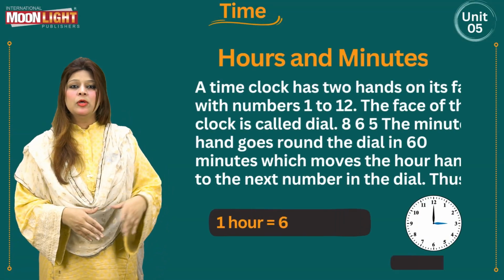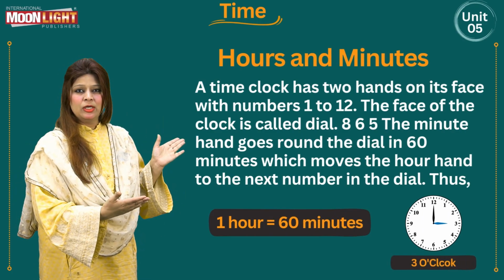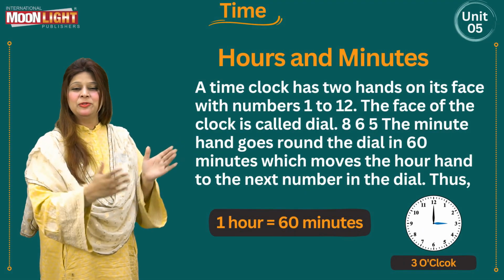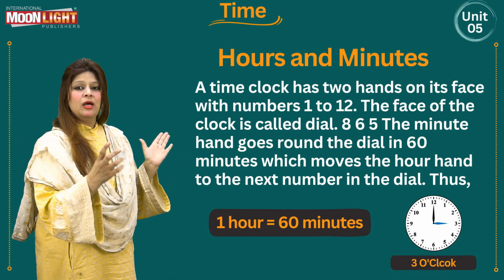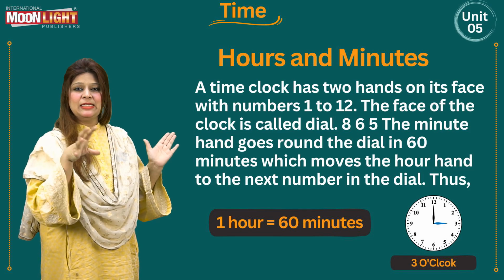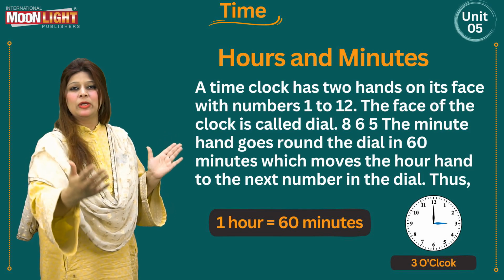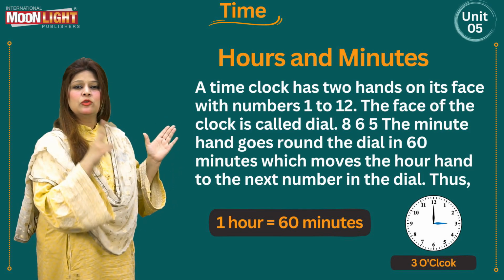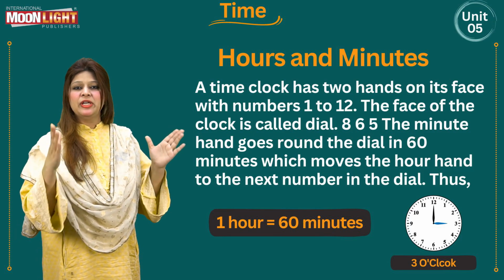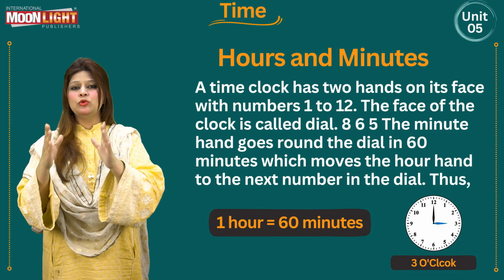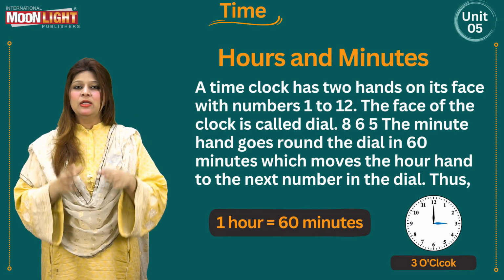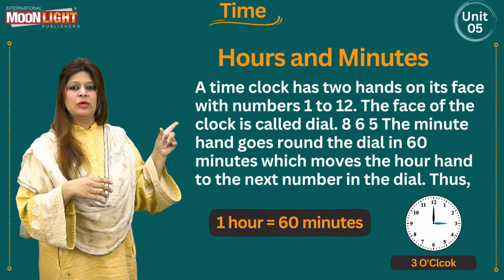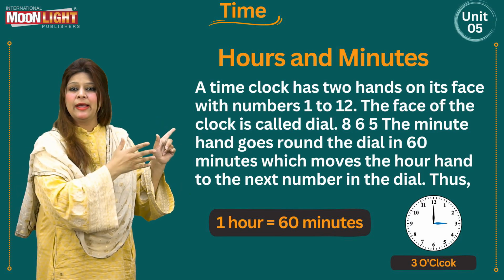So here we go. You already know what an hour is, or you don't know that. Don't worry, I'm here to tell you. Basically, hours and minutes are shown on a clock, and this is how time goes on. A clock has two hands. Its face with numbers 1 to 12 is known as the dial. You can check this one out. This one is the dial.